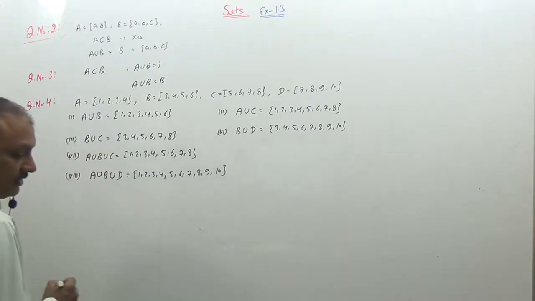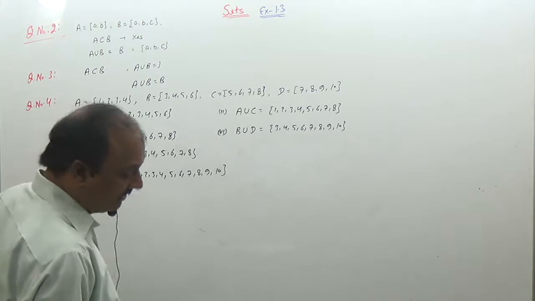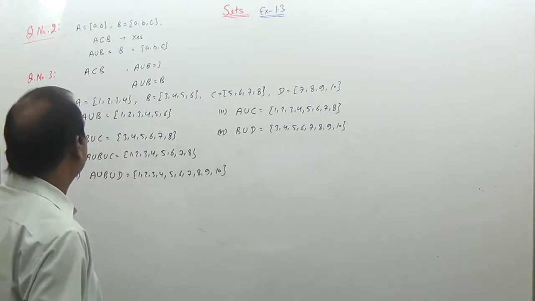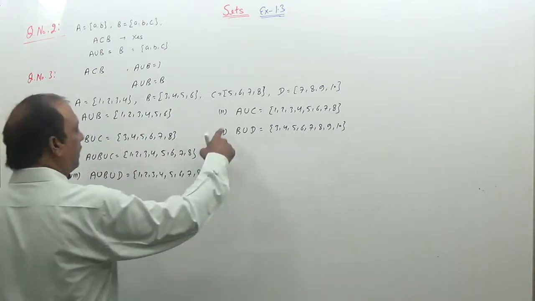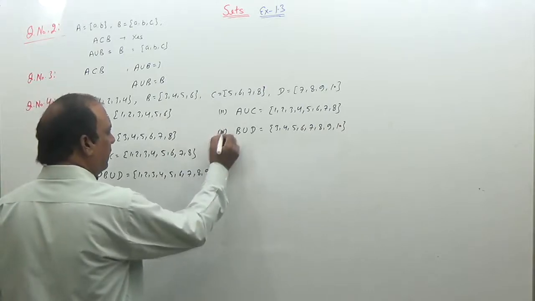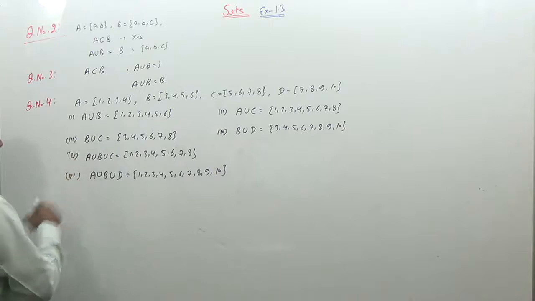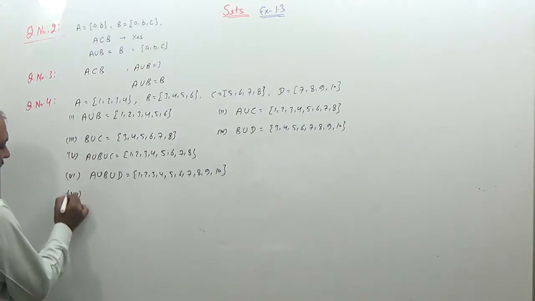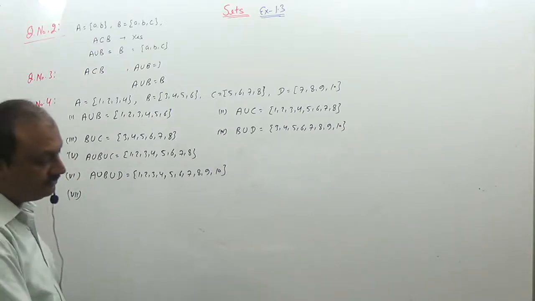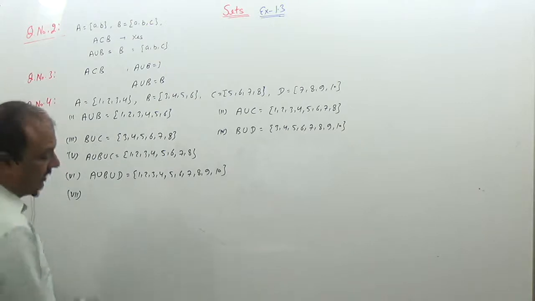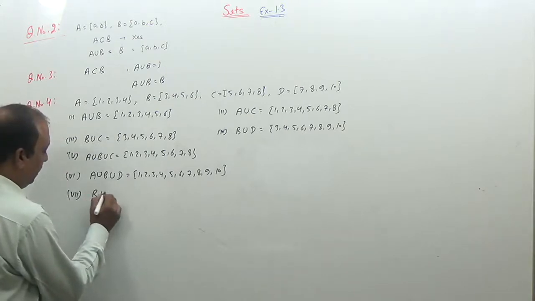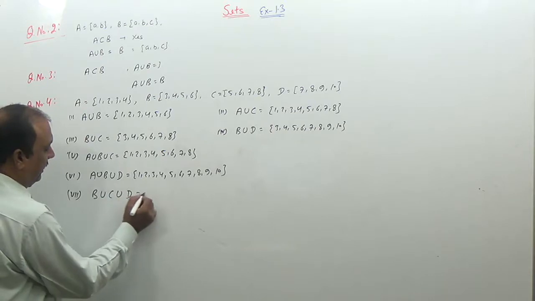And next part is second, third. This serial is wrong. This one is the fourth part, and this one is the fifth part, and this one is the sixth part, and the seventh part is A union C union D, B union C union D.